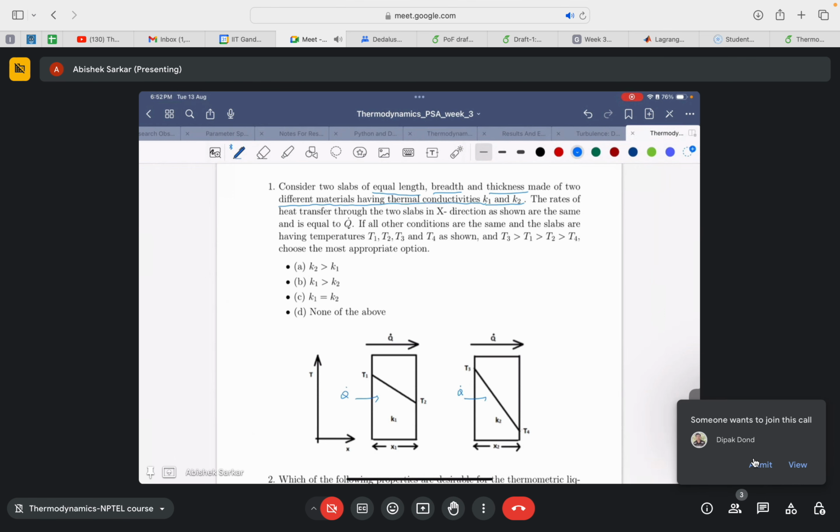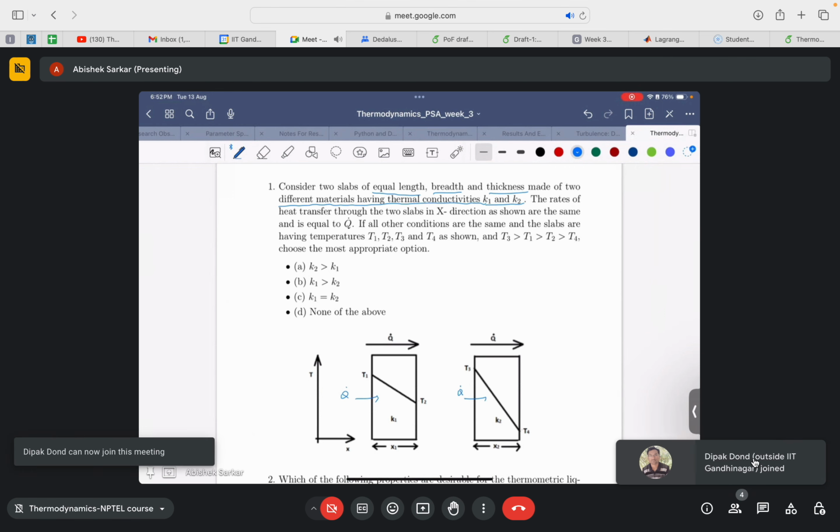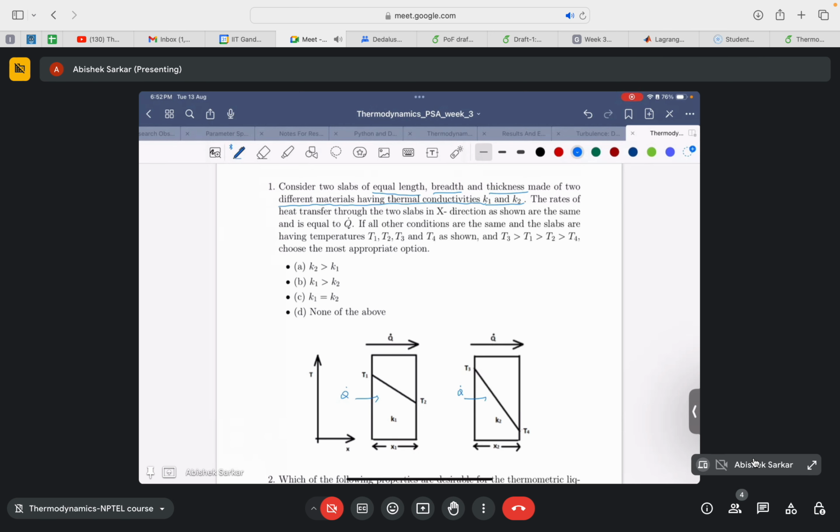If all the other conditions are the same and the slabs are having temperatures T1, T2, T3, T4 as shown, and T3 is greater than T1, T1 is greater than T2, and T2 is greater than T4, choose the most appropriate option. The options are: K2 greater than K1, or K1 greater than K2, or K1 equal to K2, or none of the above. You can just go to the question and tell me the correct answer if you can solve it.